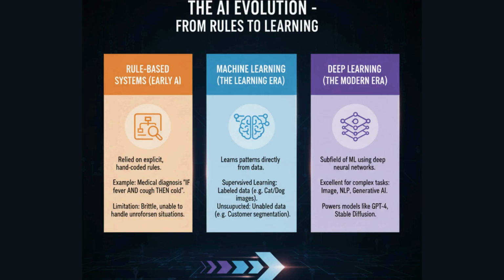Thus, it illustrates the evolution of AI from rule-based systems to deep learning. Early artificial intelligence was built on rigid, hand-coded rules, effective for simple tasks but easily broken by unexpected inputs. Then came machine learning, which allowed systems to learn patterns from data, both labeled and unlabeled. Today, we are in the deep learning era, where powerful neural networks drive complex tasks like image recognition, natural language processing, and generative AI. This progression marks a shift from static logic to dynamic intelligence.